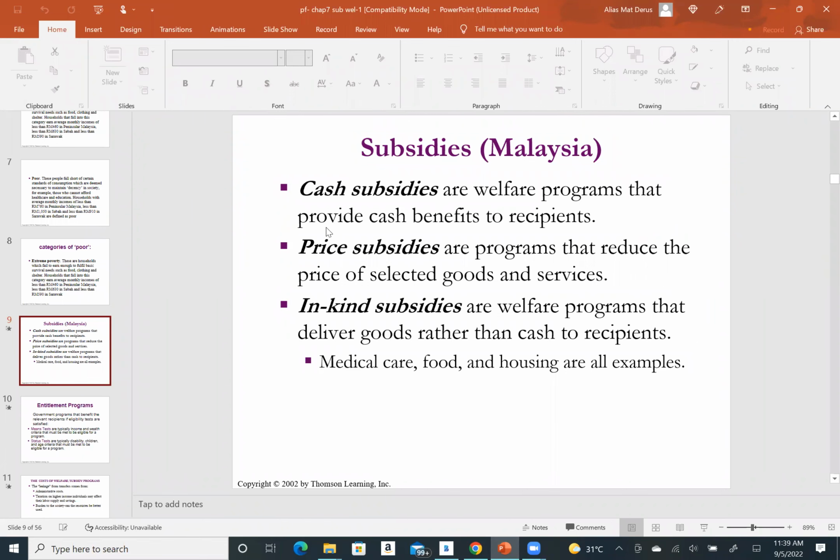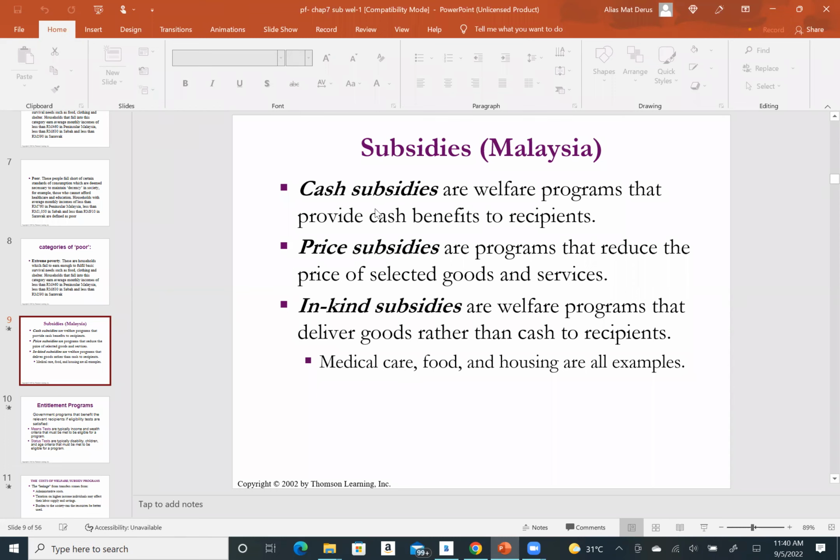What are they? Number one, price subsidy. Price subsidy is, for example, RON 95. The fuel subsidy, that is price, because the subsidy will go to the price of the good or service. So what we pay is the subsidized price. On top of that, the government will pay, so the firm will get the full price. So that is price subsidy.